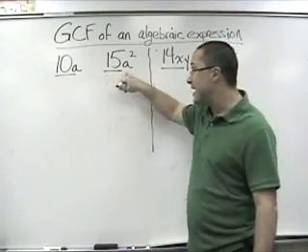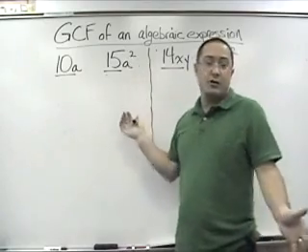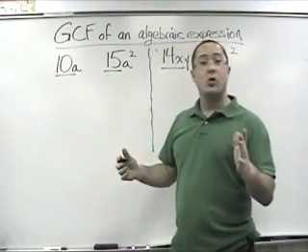First off, let's go ahead and find the greatest common factor of 10a and 15a squared. Please remember that 15a squared means 15 times a times a. We don't know what a is. 10a means 10 times a. So what are we going to do?